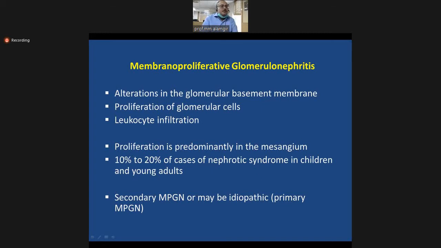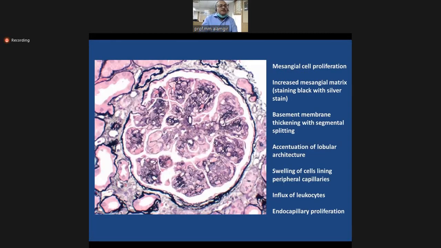This is the diagram of membranoproliferative glomerulonephritis. You can see there is mesangial cell proliferation, because here you can see the staining, that is silver stain, which is again done routinely on renal biopsies. It is showing these staining areas, darkened areas. These darkened areas are because of the dye taken up by mesangial cells. So mesangial cells undergo proliferation here.